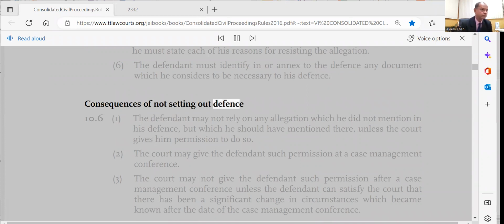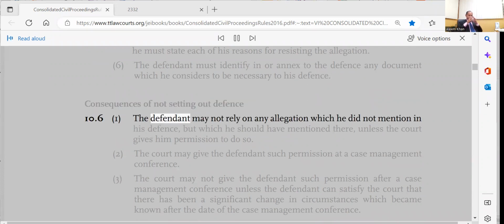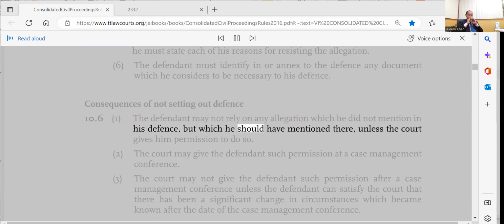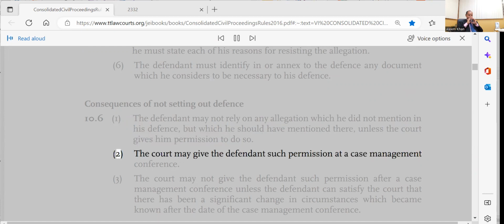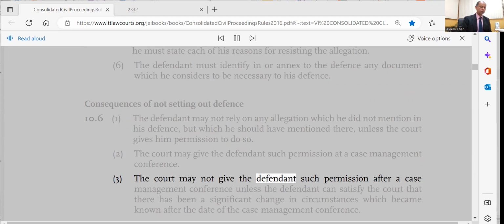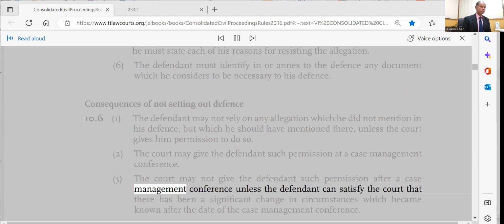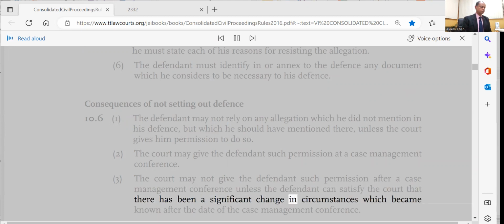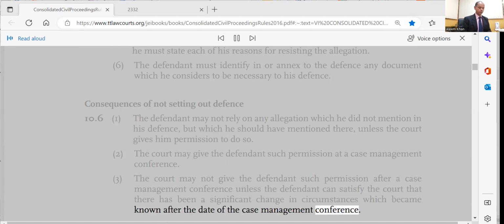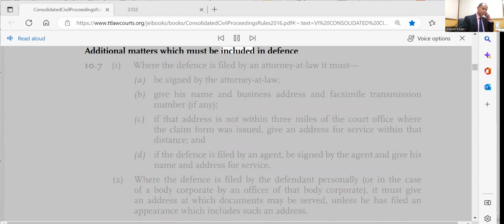Consequences of not setting out defense 10.6. 1. The defendant may not rely on any allegation which he did not mention in his defense, but which he should have mentioned there, unless the court gives him permission to do so. 2. The court may give the defendant such permission at a case management conference. 3. The court may not give the defendant such permission after a case management conference unless the defendant can satisfy the court that there has been a significant change in circumstances which became known after the date of the case management conference.